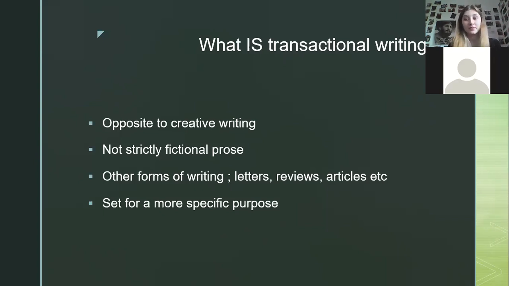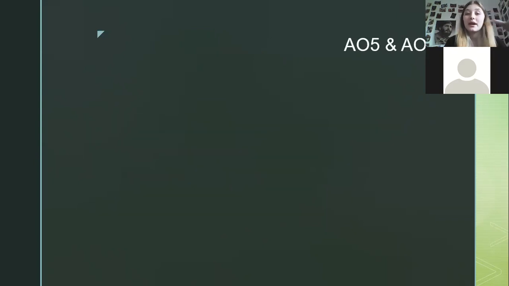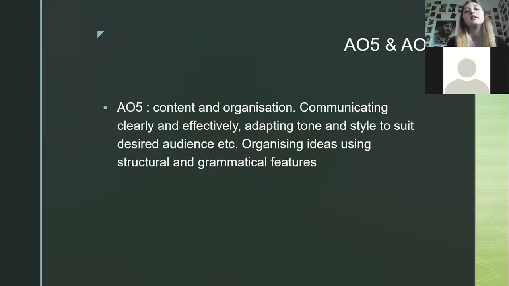And that way it gives you a more specific audience, which personally I find super helpful, because otherwise, if I don't know who I'm writing for, I tend to go off on a tangent. So for me, this was super helpful. Like I said before, this includes your AO5 and AO6, similar to your creative writing.